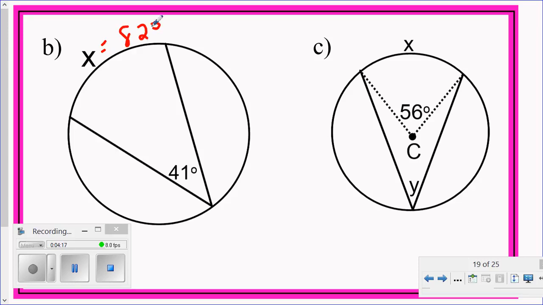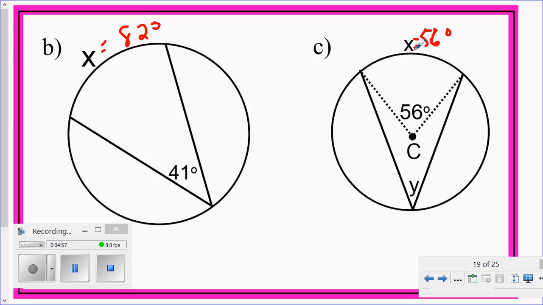Let's look at the next one. Remember, we already talked about central angles having the same measure as their intercepted arcs, being congruent. So if I see that this angle in the dotted lines is marked 56 degrees, that's a central angle. The central angle has the same measure as the intercepted arc, which means the intercepted arc here marked X is going to have measure 56 degrees. Okay, so that's how we figure that one out, using what we knew from before.